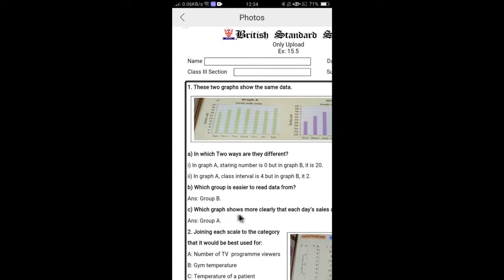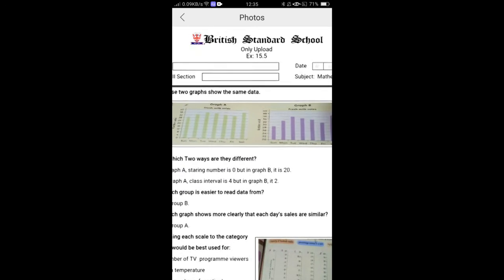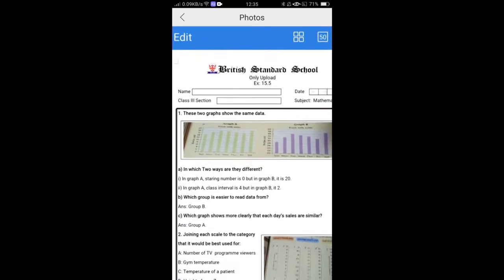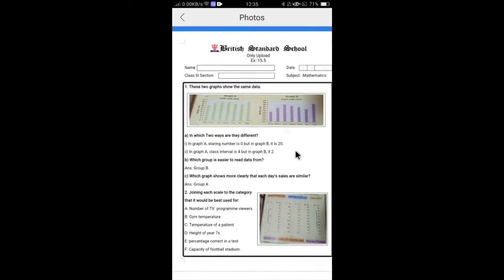Part C: which group shows more clearly that each day's scale is similar? If you see group B, it goes down, up, down, up, down, too much difference. But if you see graph A, you can see that it is quite similar. The difference is just a little bit. So we can say that group A is quite similar. So question number 1 is done.